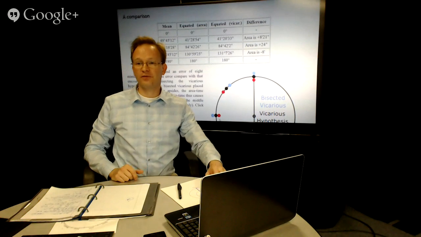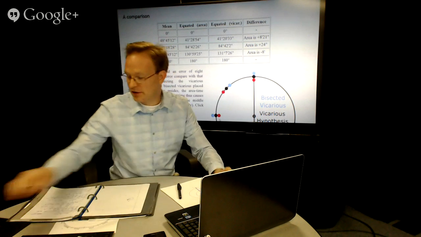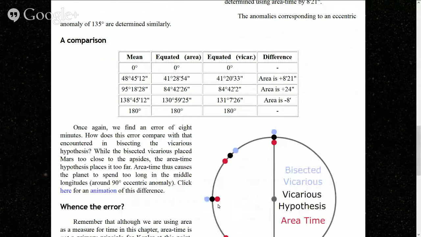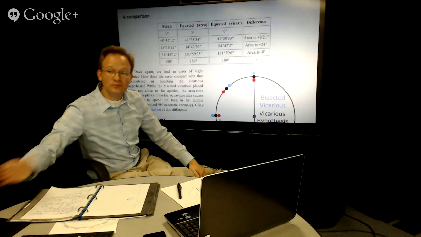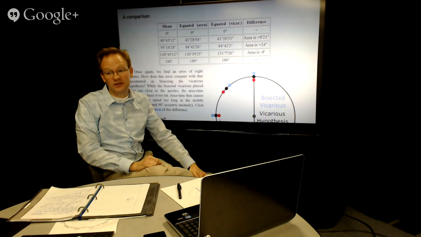And so you can see that. I'll switch to the image for the YouTube viewers here. So in the first column you get the mean anomaly. When along the orbit are we looking at it? Second column is using area time. Where does the sun see Mars? The third column is using the vicarious hypothesis. Where does the sun see Mars? And remember, the vicarious hypothesis definitely works. And then we see that difference. So we've got an 8 minute difference.